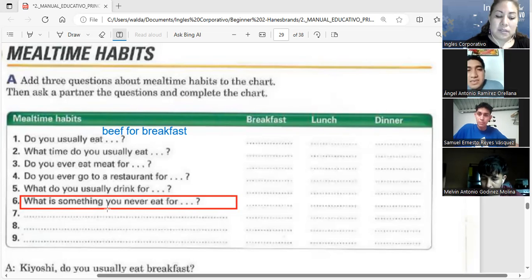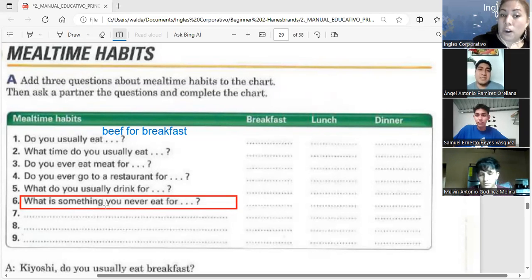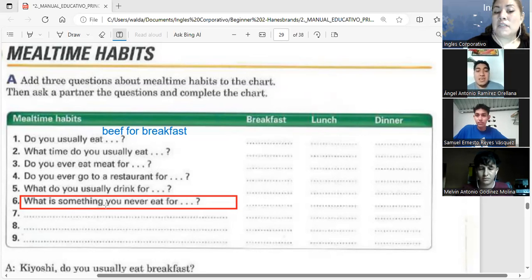I eat for broccoli. But you need this, the adverb of frequency. I never, I always, I sometimes, I usually. I never eat broccoli. For? For dinner. For dinner. Very good.